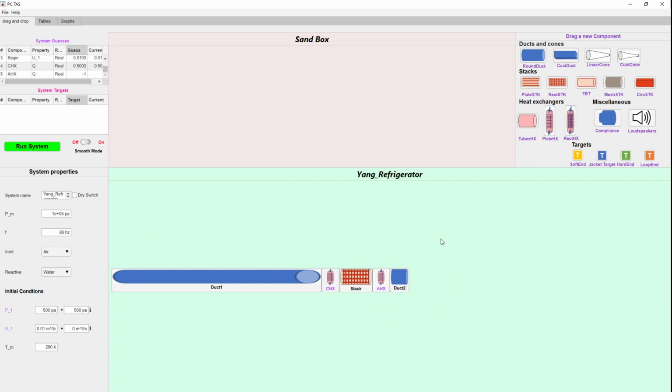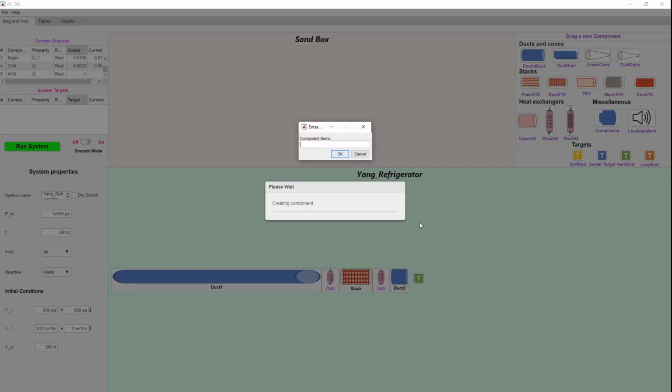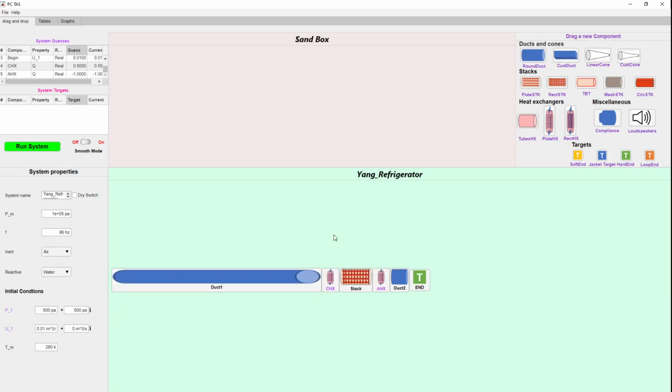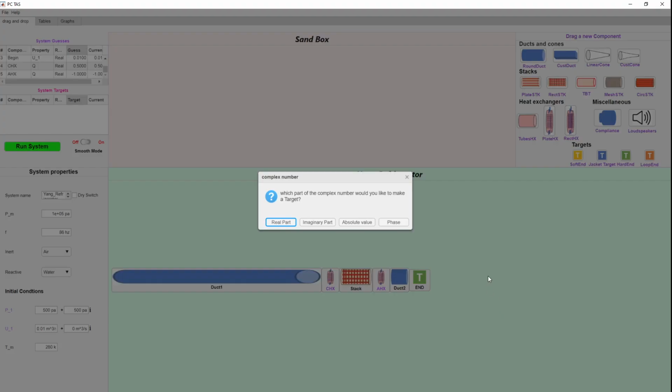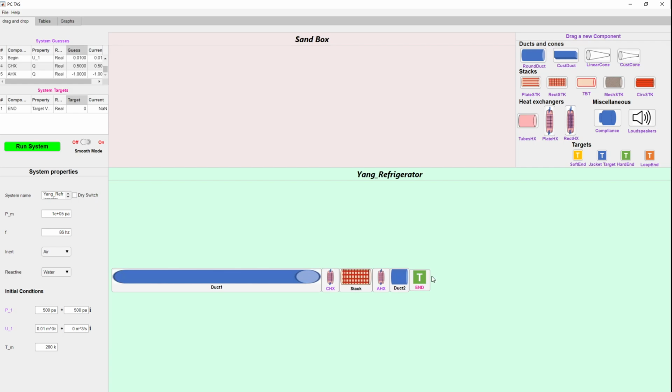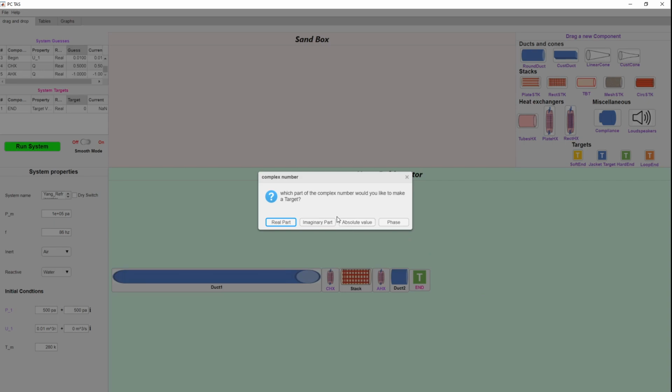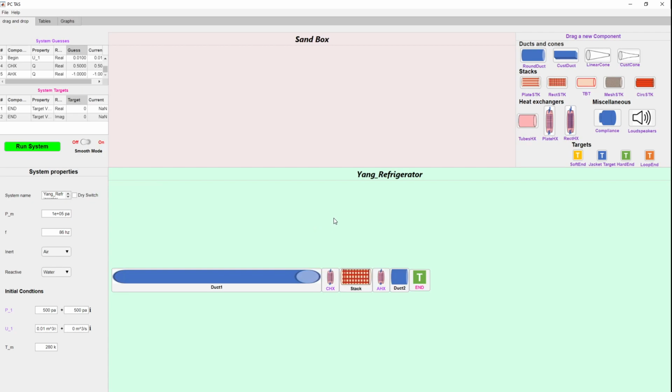So we wanted to target a 0 velocity at the end. We actually have a designated target especially for that. It's called a hard end, and you put it when you have a wall in your system. I'm going to call it end. And it has a specific target which you can target, the target value. This is essentially the inverse of the acoustic impedance at this point. And if you target the inverse of the acoustic impedance to be 0, you essentially target the velocity to be 0. You could also target the velocity as well to be 0, but there might be some convergence issues. So this is the recommended way to do this.